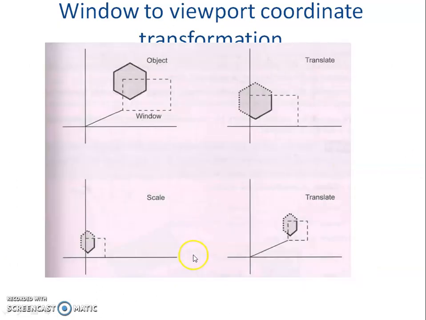That is represented here. We have selected this object, and we have selected this window, translate it to the origin and scale it. Here we are using a scaling factor less than 1, so it is smaller in size. Next, we have to translate the smaller scaled one to the original position.